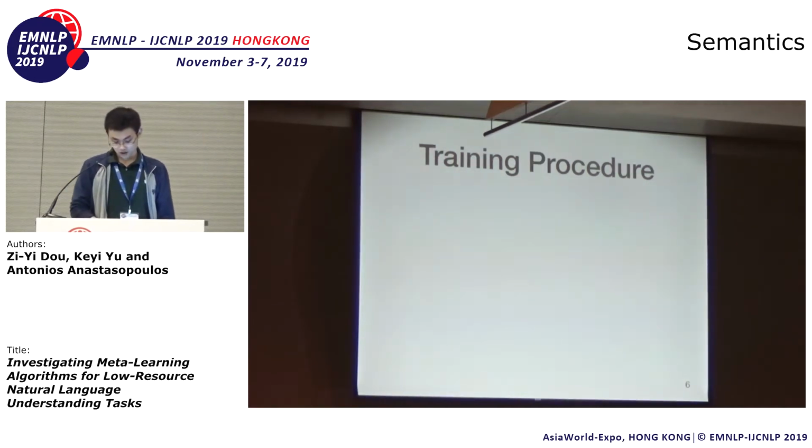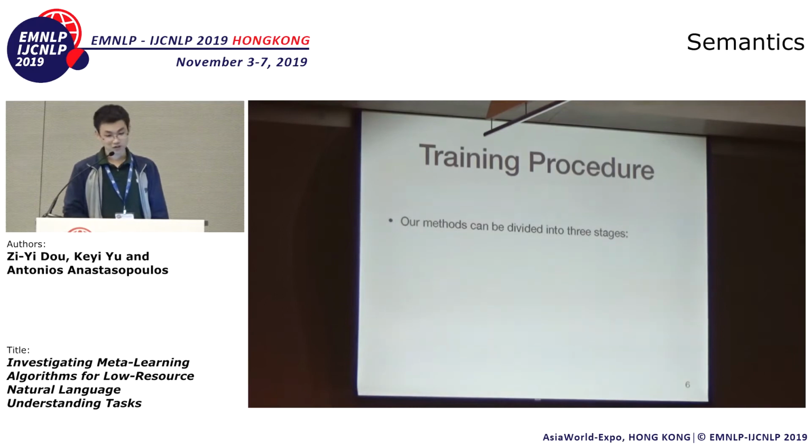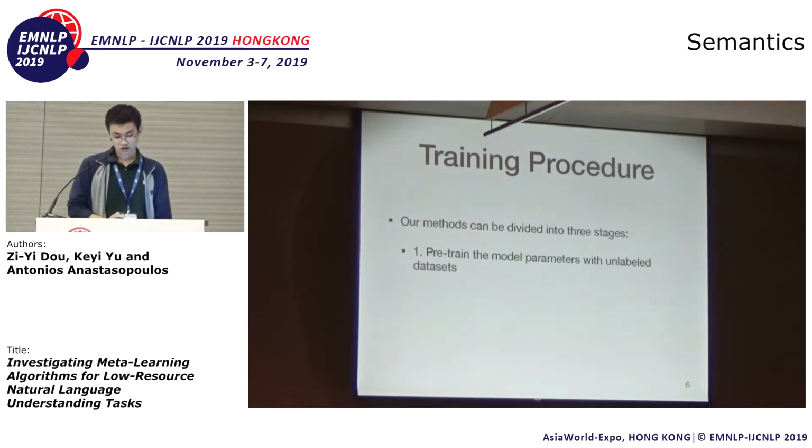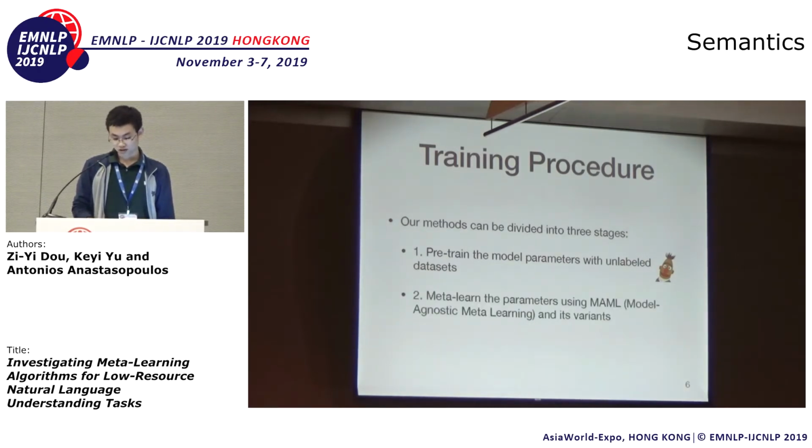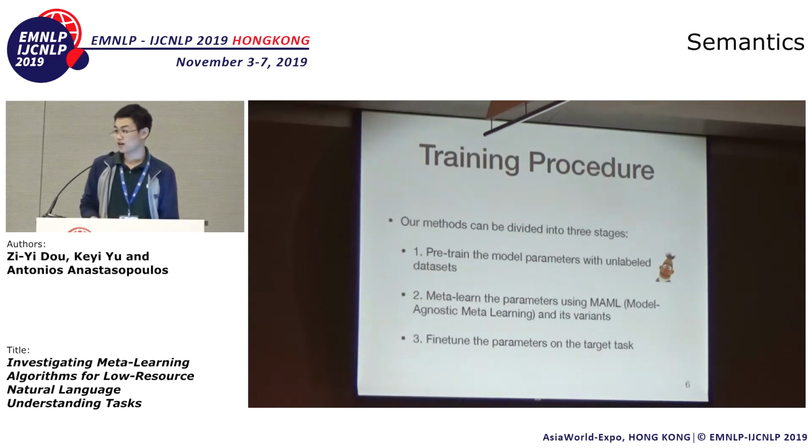And here's our training procedure. It can be divided into 3 stages. In the first stage, we pre-train the model parameters with unlabeled data sets, and here we just take the pre-trained BERT model. Then we use meta-learning algorithms such as the model-agnostic meta-learning algorithm MAML and its variants to meta-learn the model parameters. And at last, we fine-tune the parameters on the target task. Next, I will illustrate the second stage, the meta-learning stage, in detail.